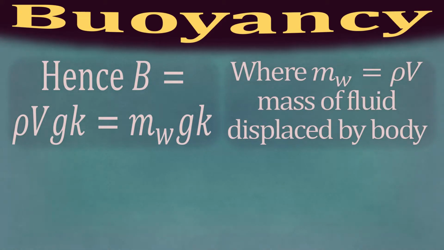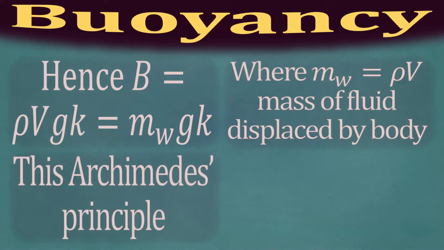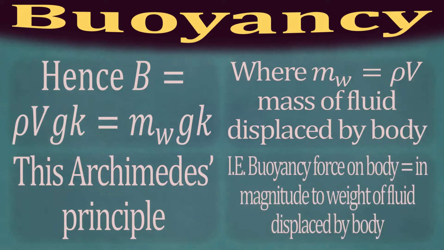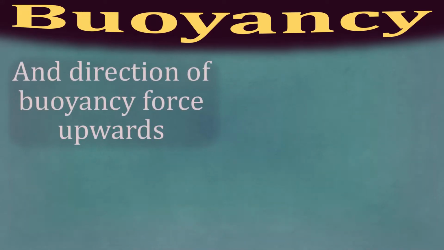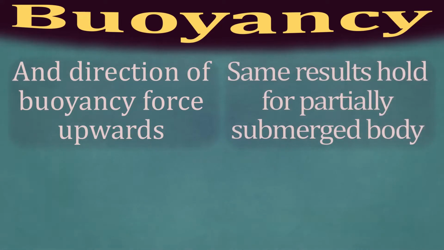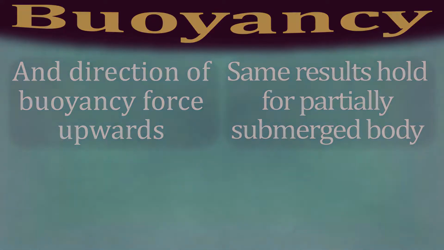This is Archimedes' principle, i.e. the buoyancy force on a body is equal in magnitude to the weight of the fluid that it displaces by the body, and the direction of the buoyancy force is upwards. The same result holds for partially submerged bodies. Now, let's move on to discussing conservation of mass.